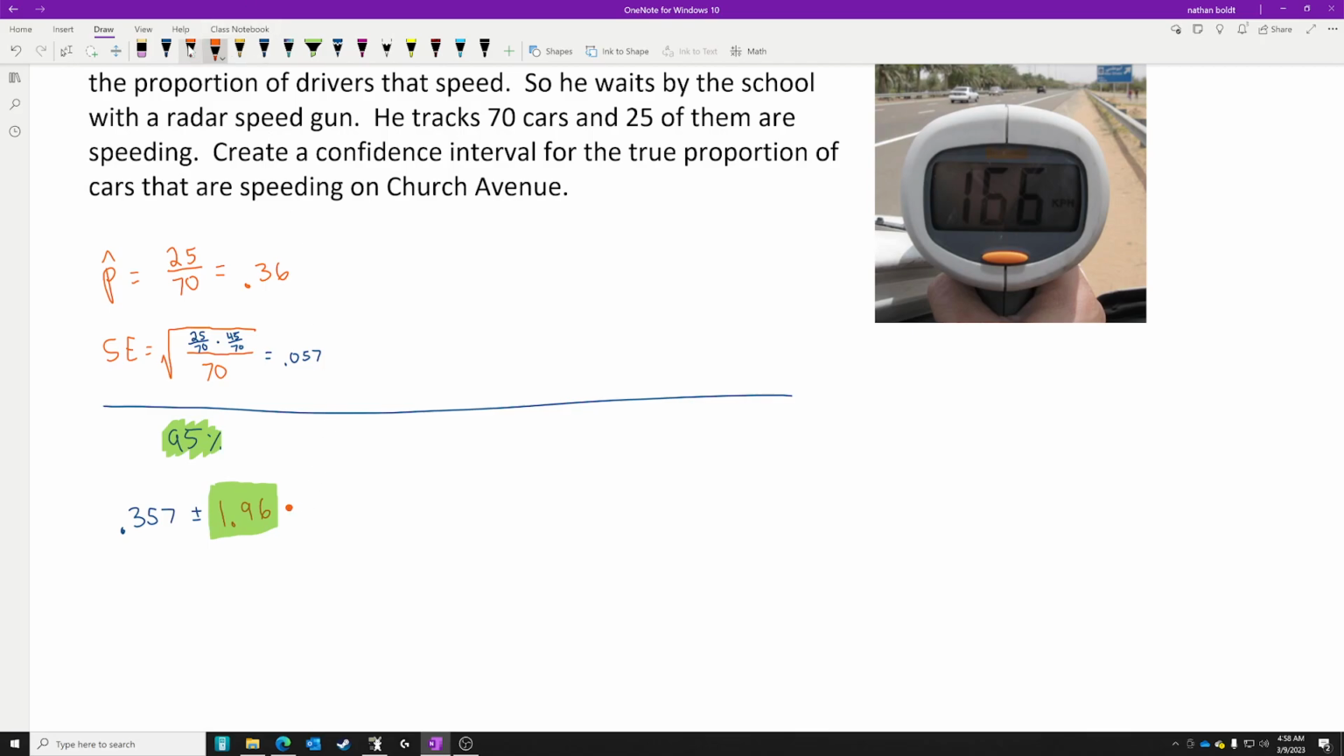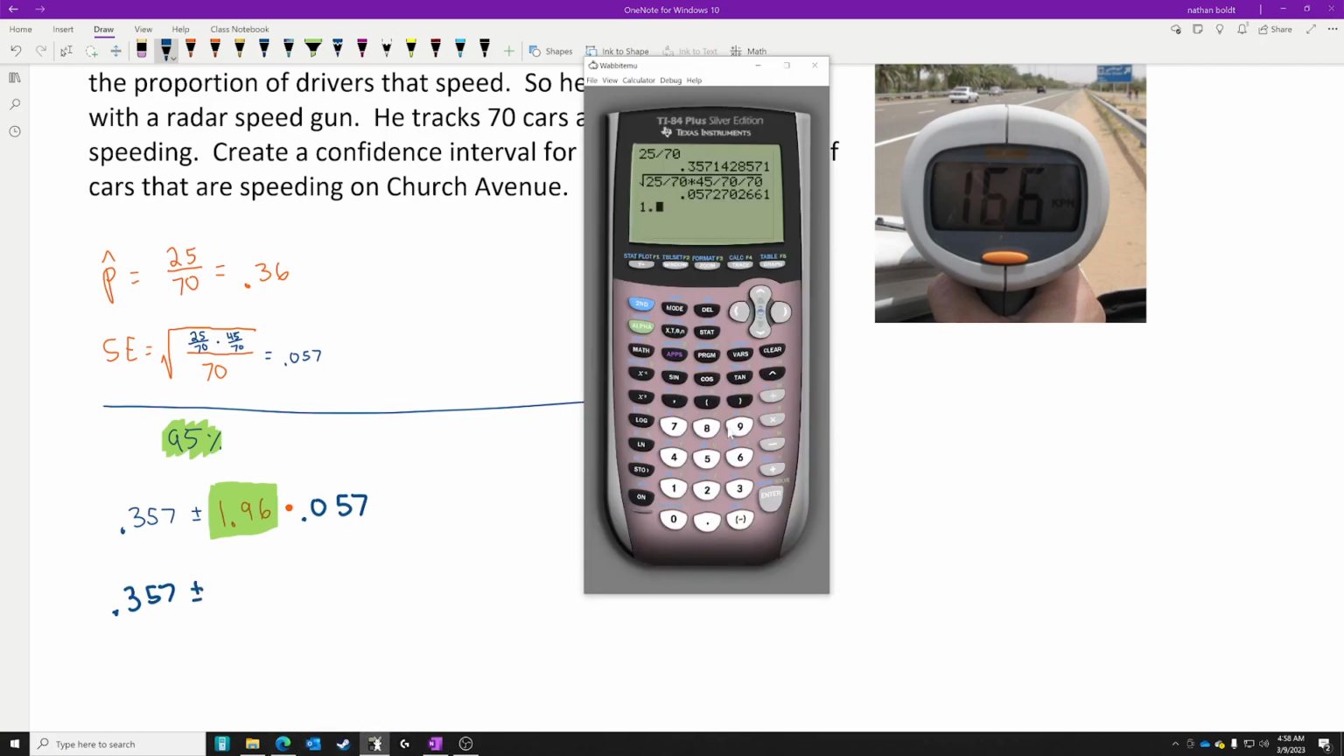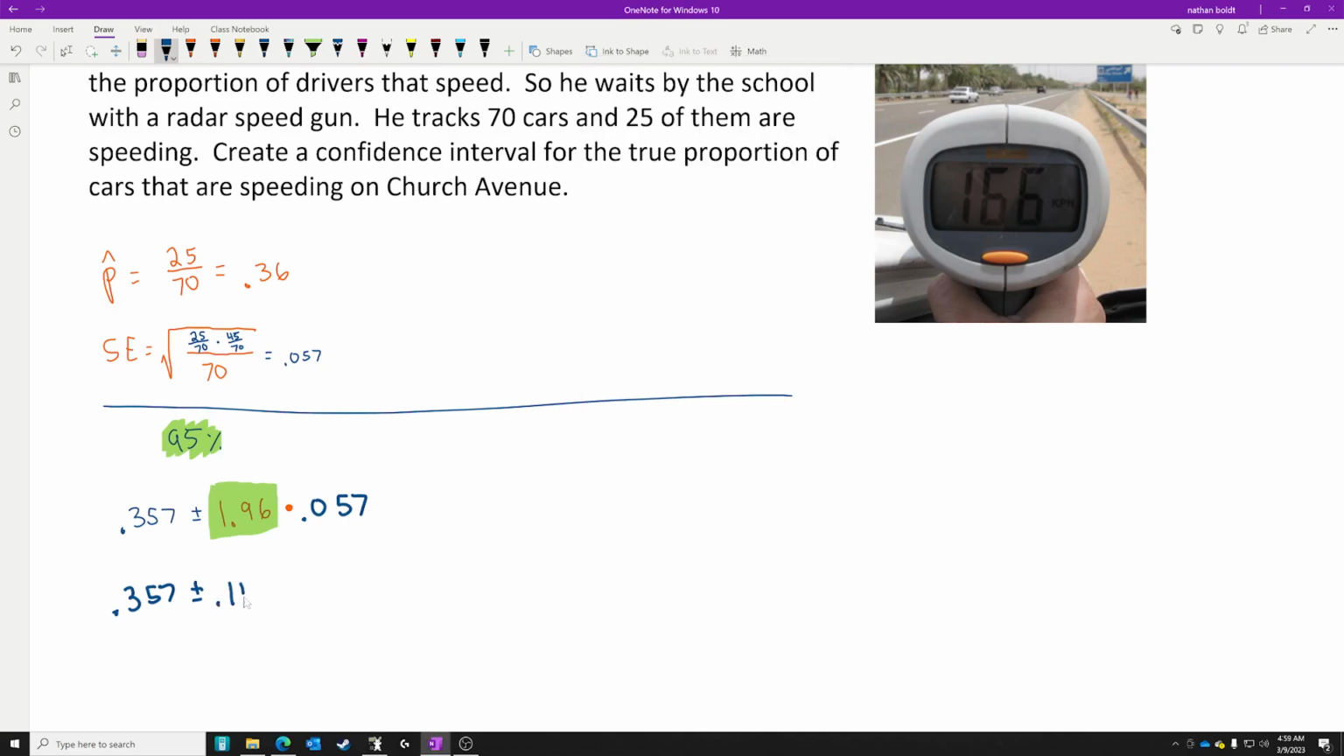Times our standard error, which was 0.057. All right, so we just got to type that in now. We'll have 0.357 plus or minus. Let's grab that margin of error, 1.96 times 0.057, 0.112. All right, just a quick reminder. This is your point estimator, and this is your margin of error. Okay, we've got it all nice and simplified there.